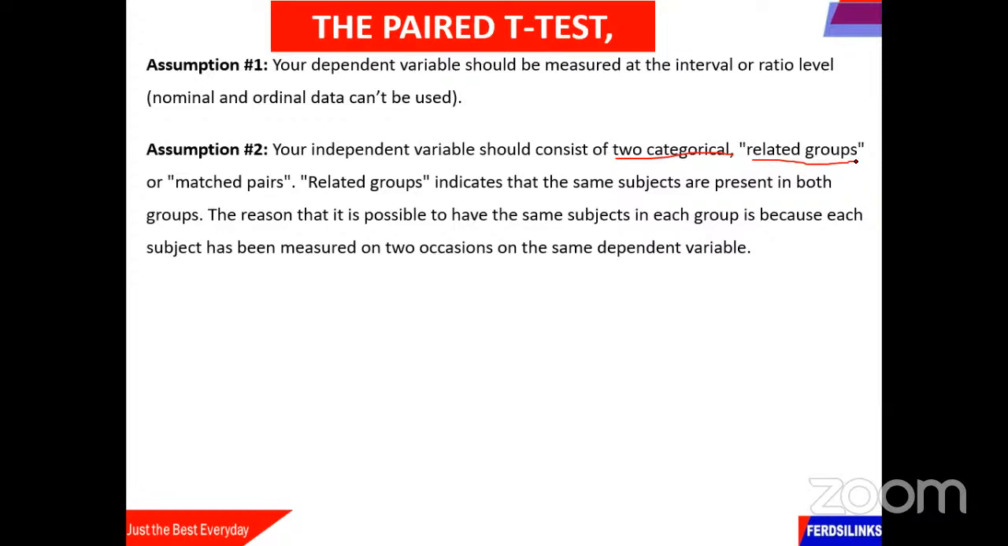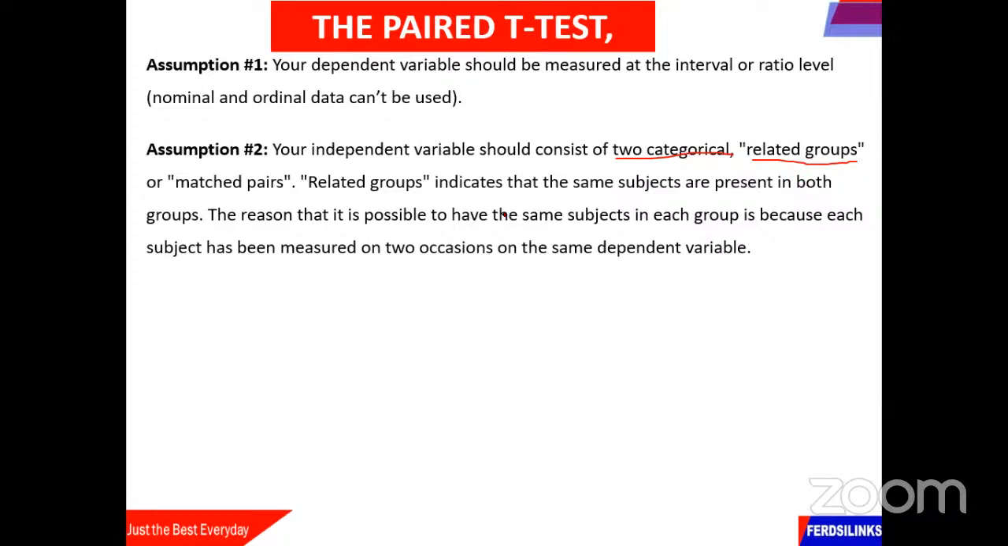Yes, the two groups must be related. So we call it matched pairs, related groups, yes. Which means that the sample subjects are input groups. That's another way of saying that they are related. The subjects, the participants, the observations, the cases, they are in both groups. You get it? So that's the meaning of related.